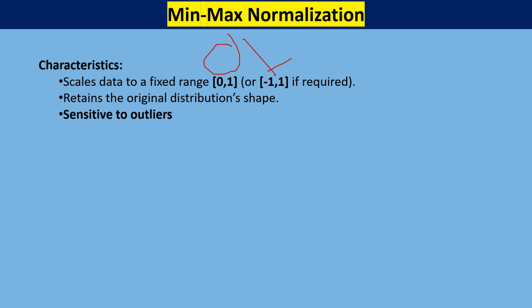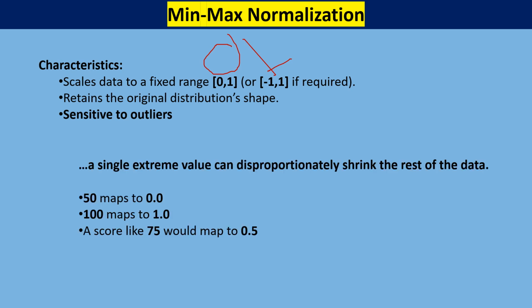This is particularly useful for algorithms that require standardized input values such as neural networks and decision trees. One key advantage is that it preserves the original relationship between data points. However, its main drawback is that it is sensitive to outliers. A single extreme value can disproportionately shrink the rest of the data.